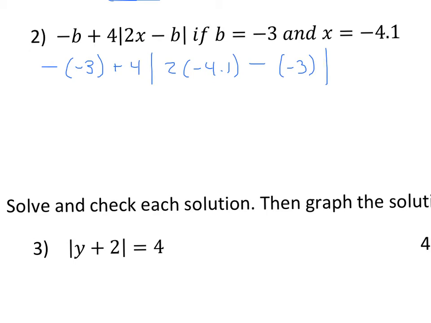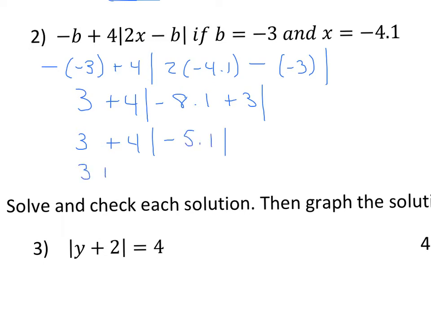And so I'm going to have 2 times, actually let's go ahead and clean this up. Double negative in front becomes a plus. So I have a +3 plus 4 times the absolute value. 2 times -4.1 is -8.1. Double negative becomes a +3. Okay, still working inside my absolute value, 3 plus 4, and don't make the mistake of adding this together because order of operations says I've got to do my multiplication first. And on the inside there, -8.1 plus 3 is -5.1. Absolute value. The absolute value of -5.1 is +5.1.